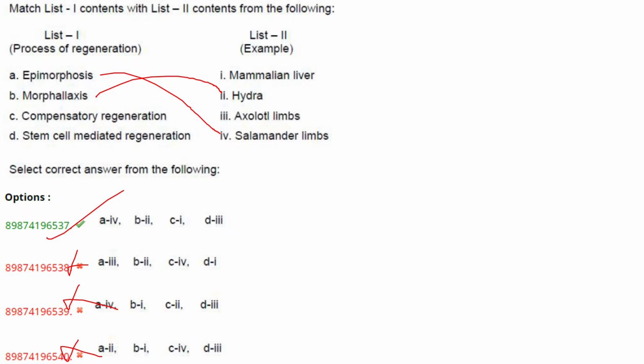Then compensatory regeneration, that is seen in mammalian liver. That is, if you surgically remove a small portion of the mammalian liver, the remaining mature cells will proliferate and they will recover the lost part of the liver and it will have the same function, but the original size, shape, volume, etc. will not be like the original one. So that is compensatory regeneration. And stem cell mediated regeneration you can see in axolotl limbs. Okay, so D is 3. So the answer is option 1.